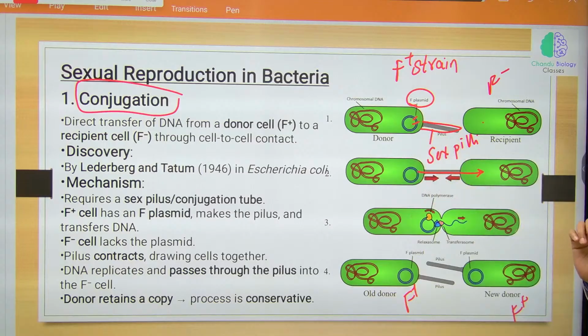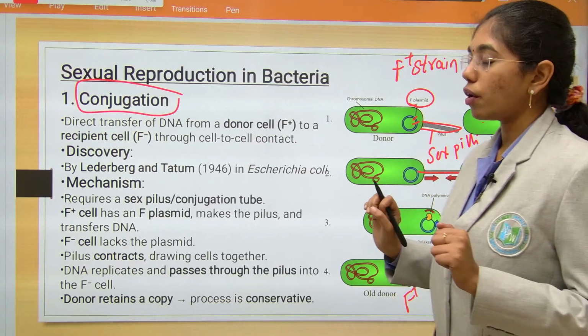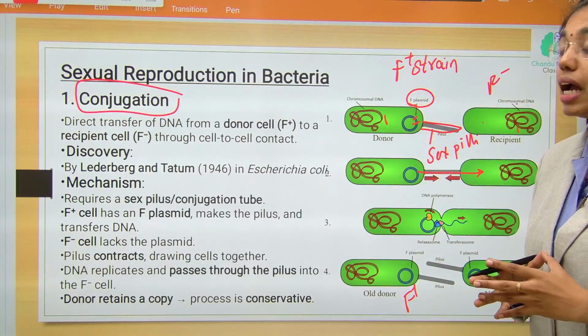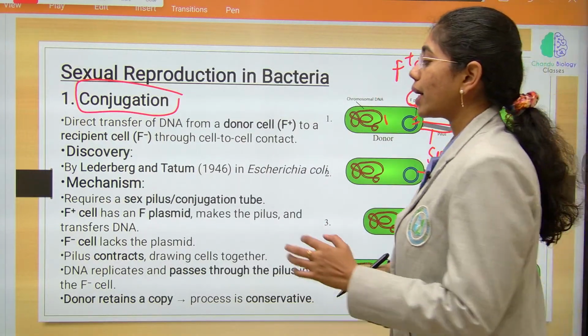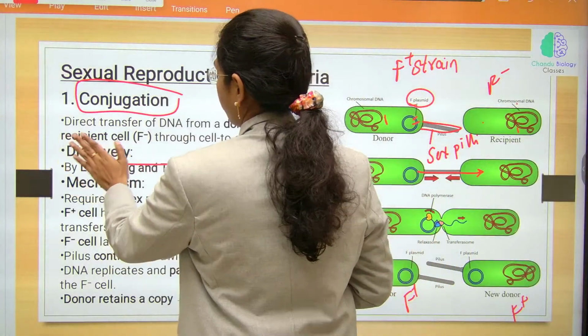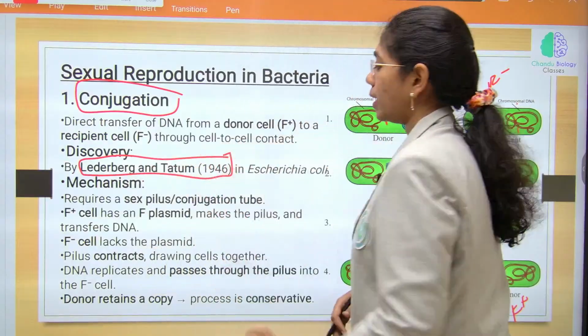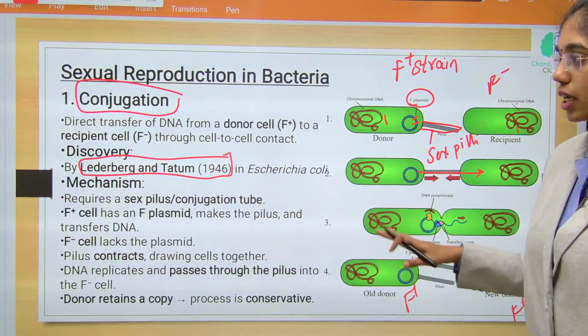Look into the theory also: direct transfer of DNA will take place between donor cell and the recipient cell. It was discovered by Lederberg and Tatum in the year 1946 in Escherichia coli.